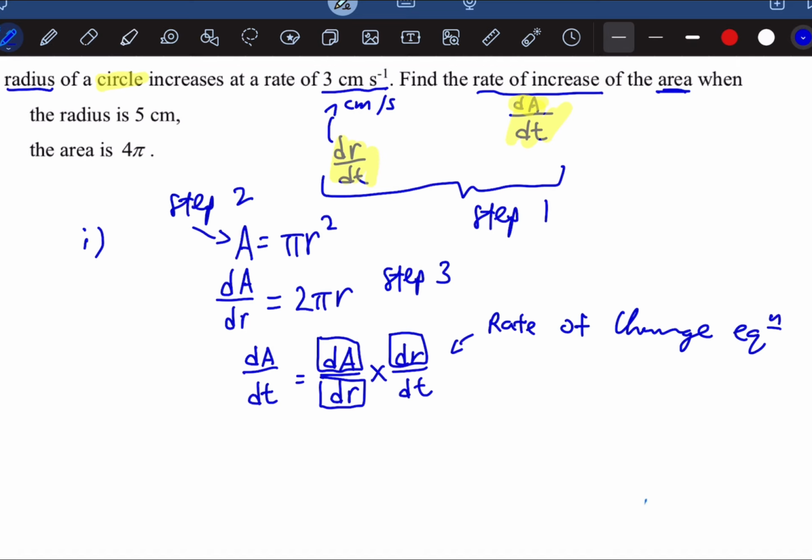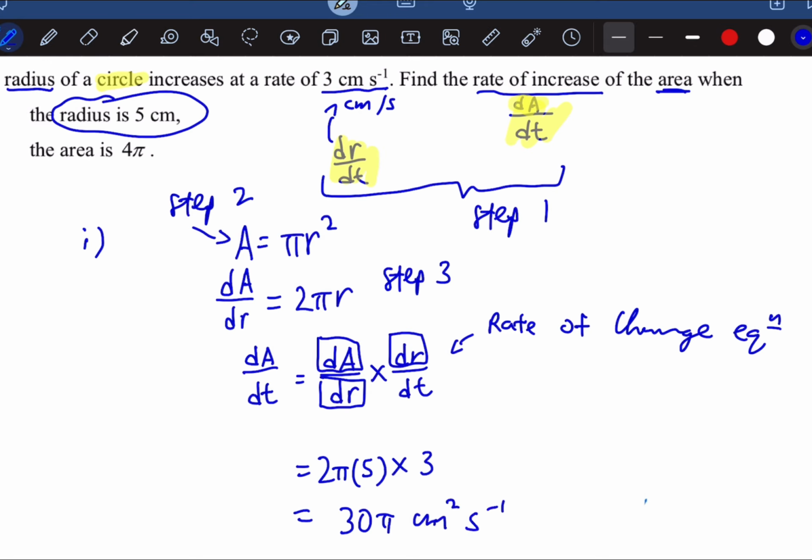So what does this mean? We have the dr over dt, which is 3. So here times 3. dA over dr is 2 pi. Our r given is 5. So over here we'll have 30 pi centimeter square per second. So this is what they want, the rate of increase of area.